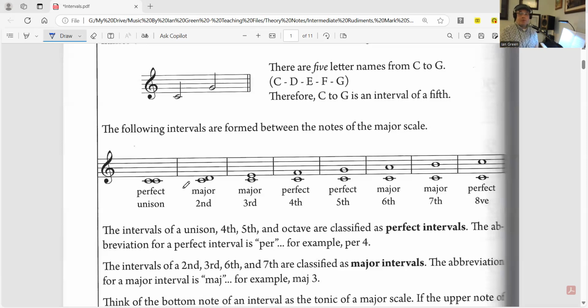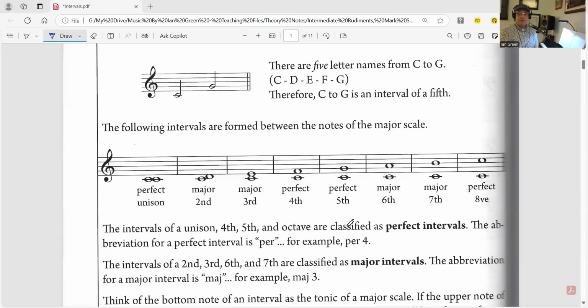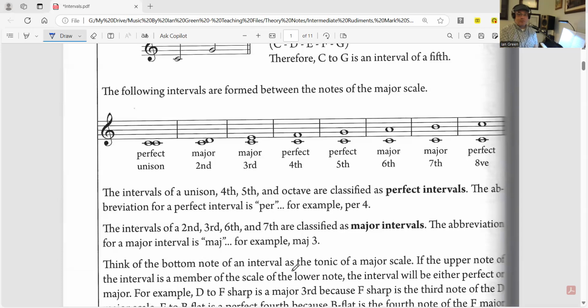Now, some intervals are more pleasant to the ear, such as the major third and the major sixth, and some intervals are not as pleasant to the ear, such as the major second and the major seventh. Now, they do exist in music, but some intervals are more commonly used than others just because they sound nice. And depending on the type of music that you listen to or the type of music that writers or composers used, there were some intervals, depending on the time period, that were more popular than others.